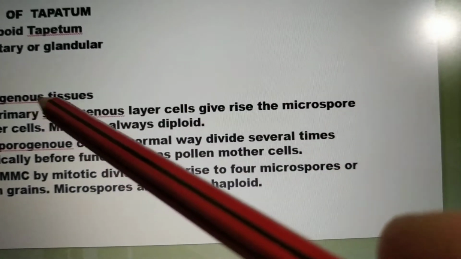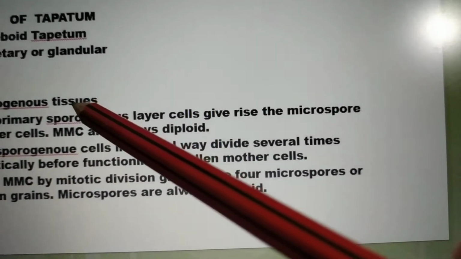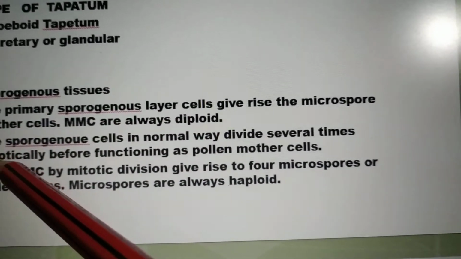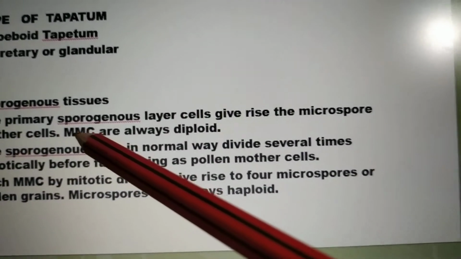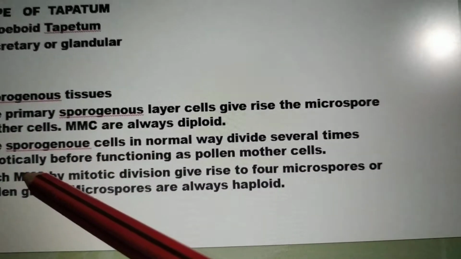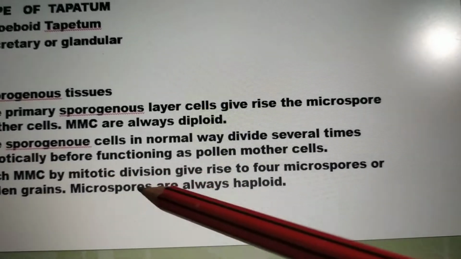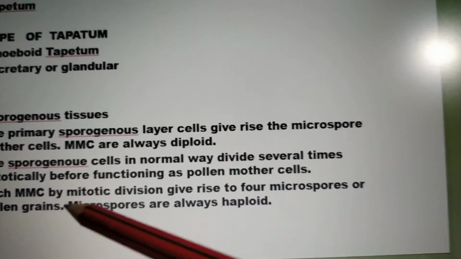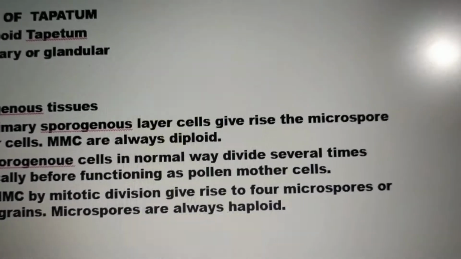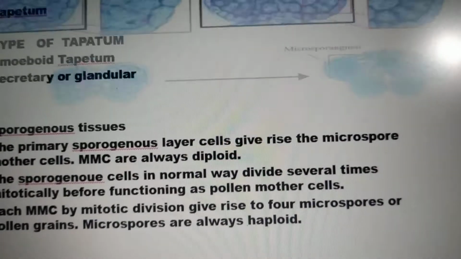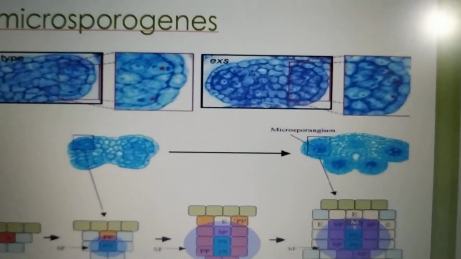So at the initial stage, the sporogenous tissue divides by mitosis to form a number of diploid cells. These are called microspore mother cells. Each microspore mother cell by meiotic division gives rise to 4 microspores or pollen grains. Microspores are always haploid, or the chromosome number is always N. So here is the process.